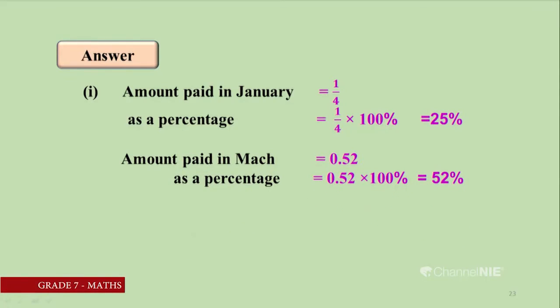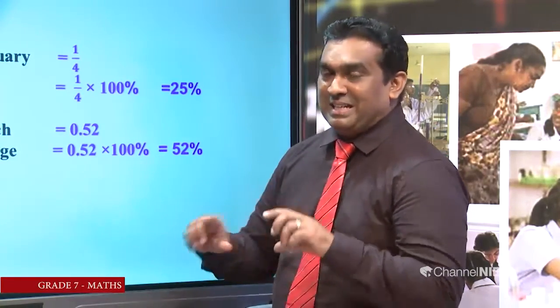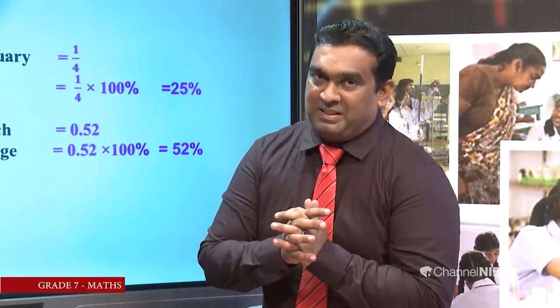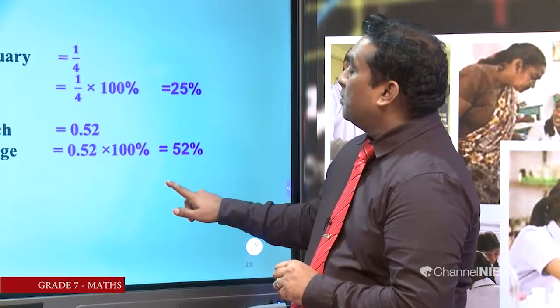Then amount paid in March as a percentage. In March you can see a decimal number. Using the direct method you can convert this 0.52 into a percentage. How to do it? Multiply the decimal by 100. Then 0.52 multiplied by 100, 52%. Because of these 2 decimal places, you have to remove 2 zeros, actually divided by 100. That is the mathematical concept. Based on that, here you have 0.52 as 52%.